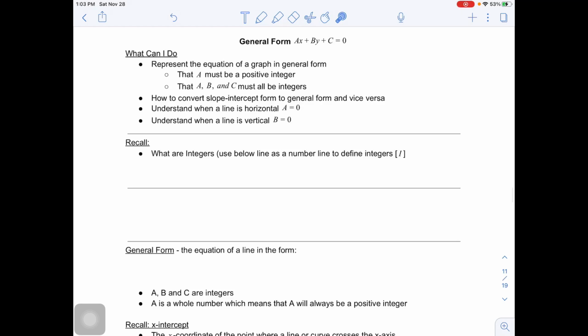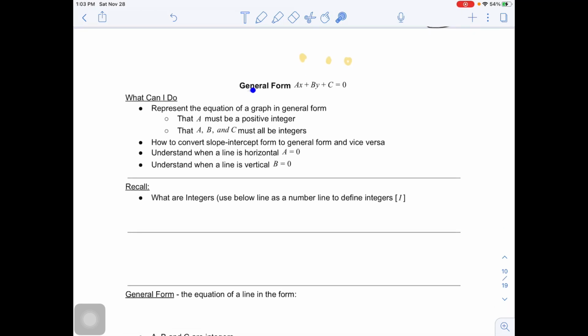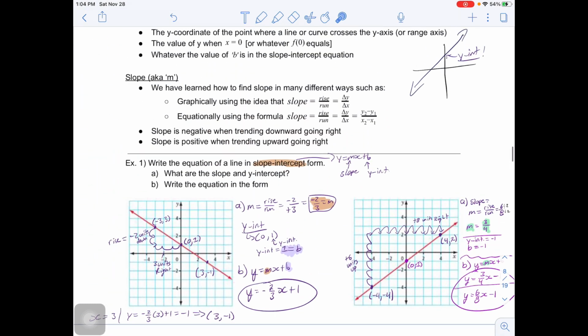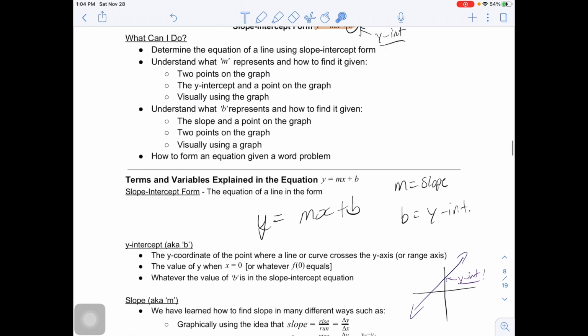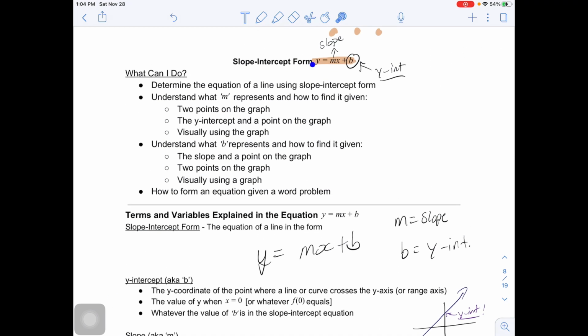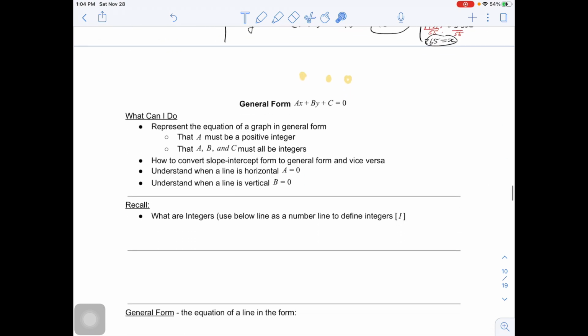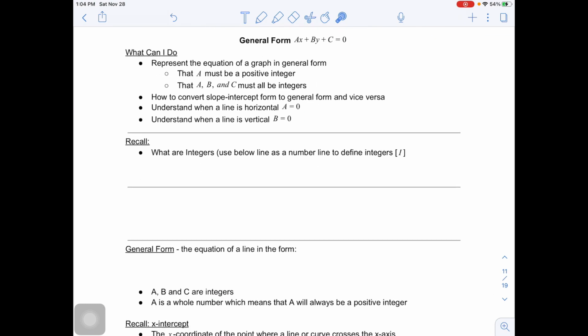All right, folks. So we are going to now talk about the general form of a linear relation. So we just learned probably the most used and arguably one of the more often forms you'd see, which is the slope-intercept form. Remember that includes the slope and the y-intercept. But there are multiple forms to represent a linear relation. And this is a new one. It's called the general form.